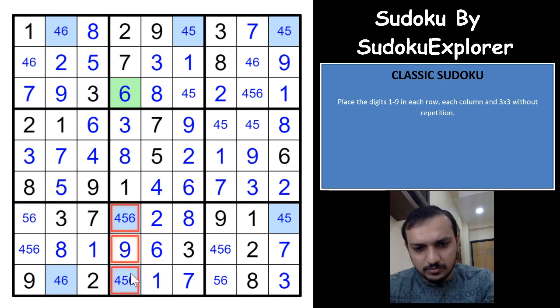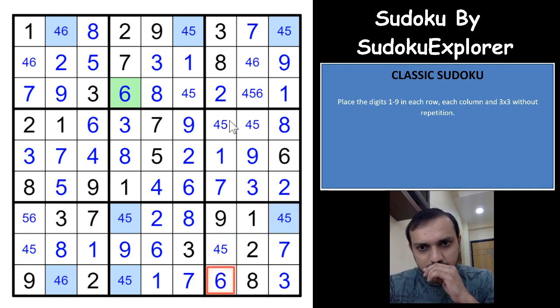That eliminates 6 from these two cells. Eliminate 6 from this cell and this cell. You have a 4 5 pair here. That gives you a 6 here. 6 would have to be in one of these two cells. So this gives you a 6 here. That gives you a 4 5 pair here.